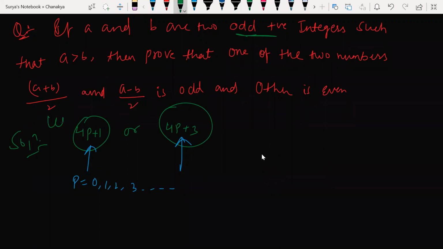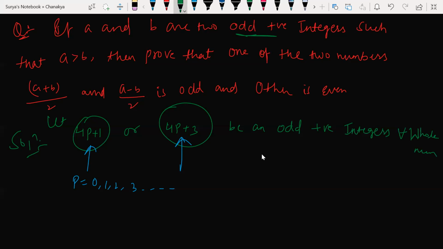Let a, b be odd positive integers, for all whole numbers. Okay, understood? Any doubts here?